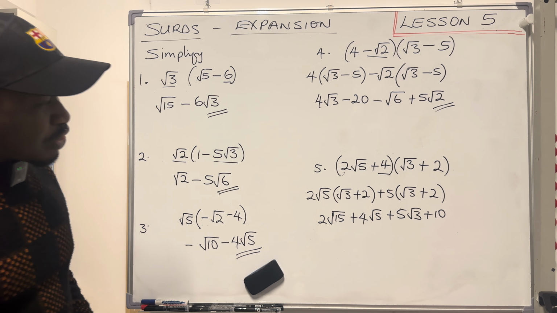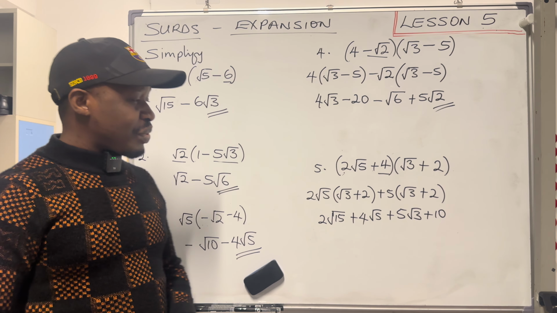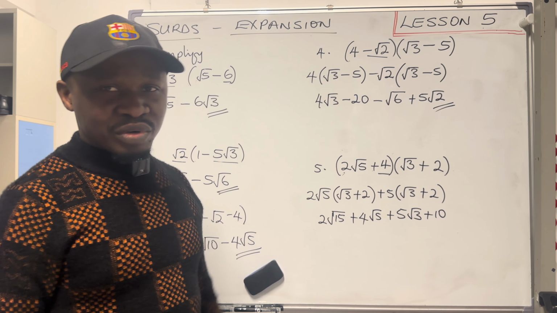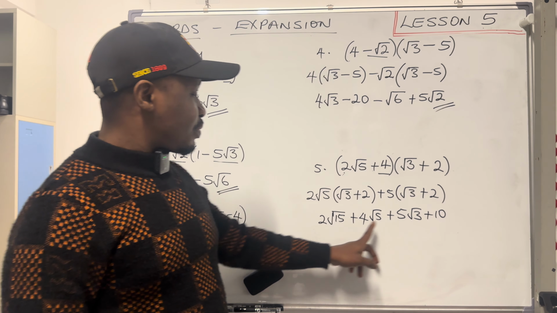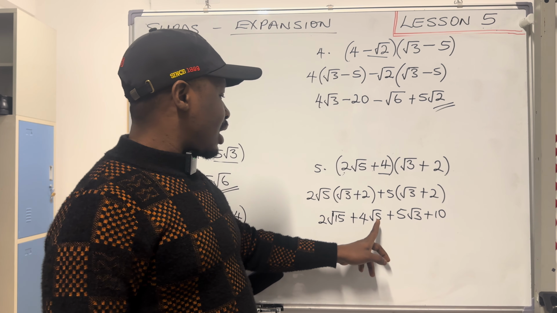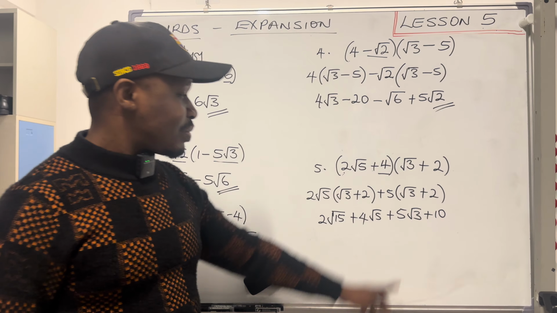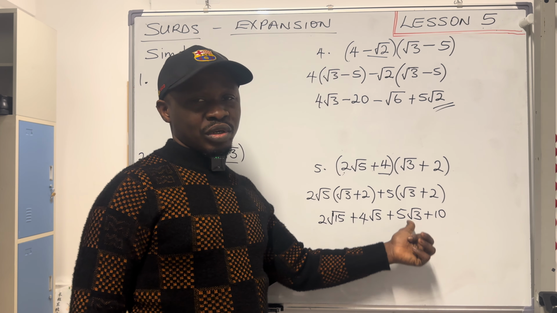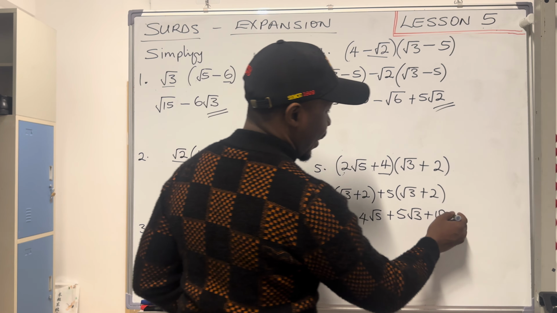Do we have any two surds that we can add? Root 15, root 5, they are not the same, so we cannot add them. Root 5, root 3, they are not the same, we cannot add them. Root 3, root 15, they are not the same, we cannot add them. And you cannot add a non-surd to a surd. So this is what we have.